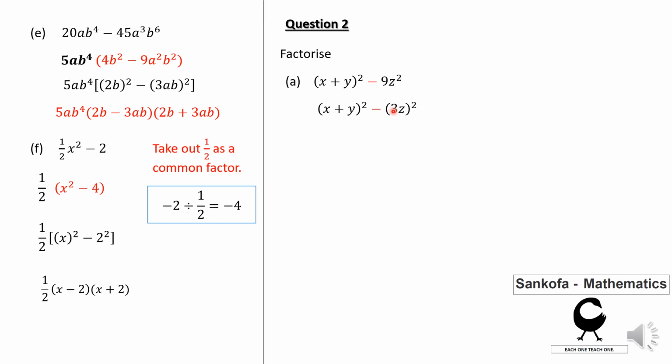See that 9 is 3 squared, z squared. And everything inside the brackets, you write it once. x plus y, keep it in brackets, minus 3z, and x plus y plus 3z. Your work there is done.